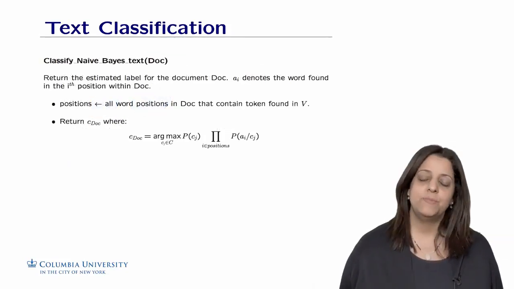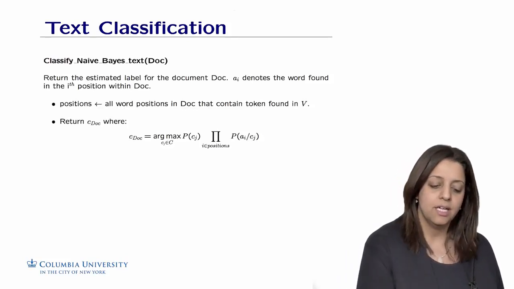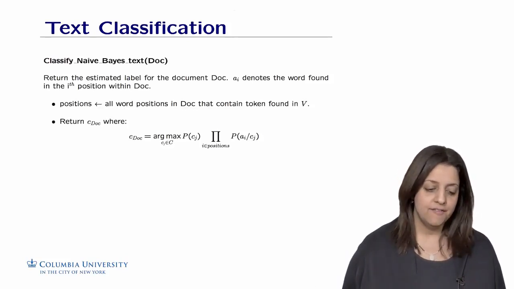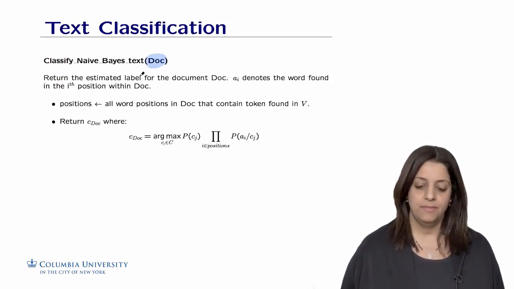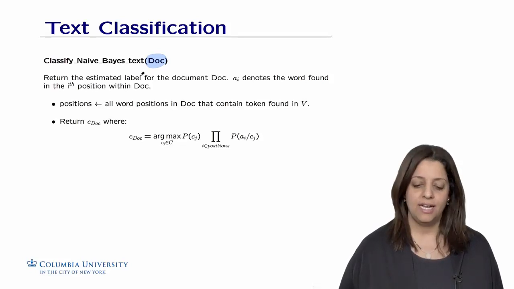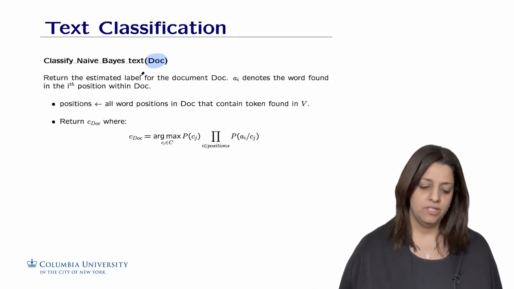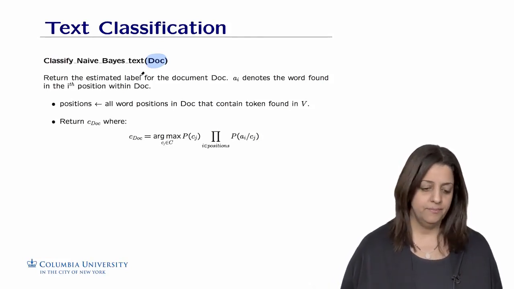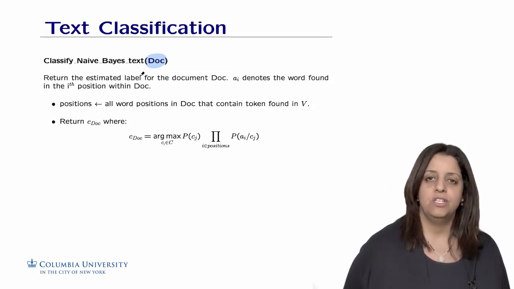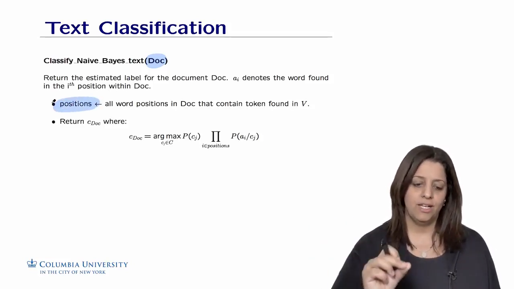So after estimating these probabilities, we can use them to estimate the label of a new document. Let this document be doc. The function classify naive Bayes text will return the estimated label of this document. First of all, it's going to collect all the ai that denotes the word found in the ith position within the document. So step 1 is to collect the positions. I'm going to go through all the text and collect all the words from the vocabulary. So we're going to collect those positions.